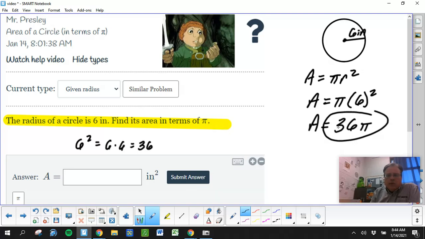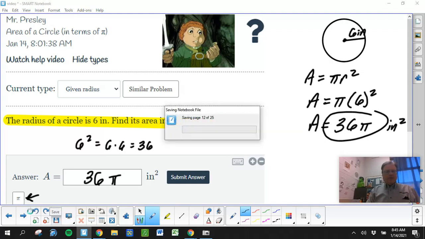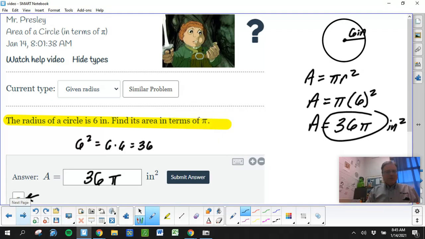Remember, we want it in terms of pi, so we didn't substitute. So now what would the units be? It would be inches squared because it's inches times inches. Remember 6 times 6? Inch times inch is inches squared. But it already says inches squared, so I don't have to replace that. I just have to put in 36 pi, and remember the pi button down here when you need to type pi. 36 pi.